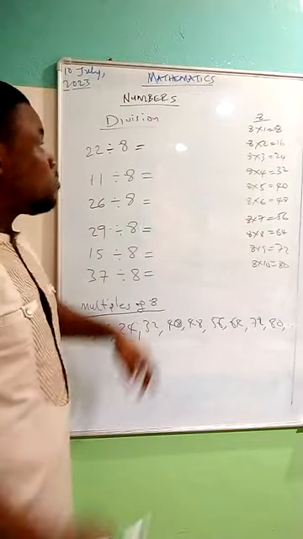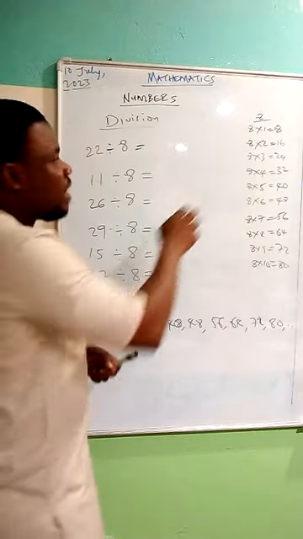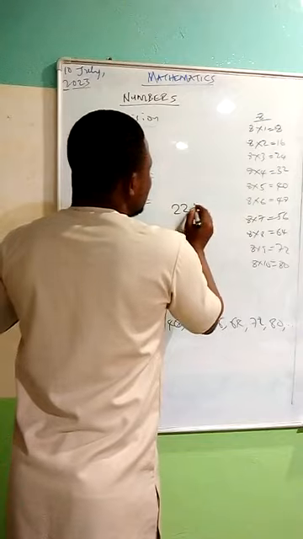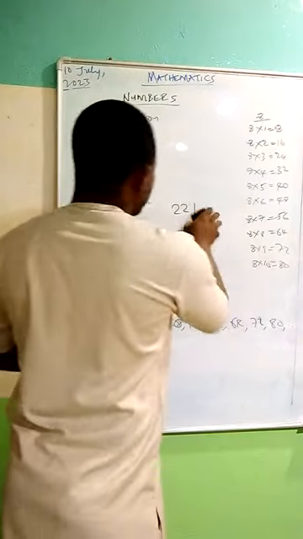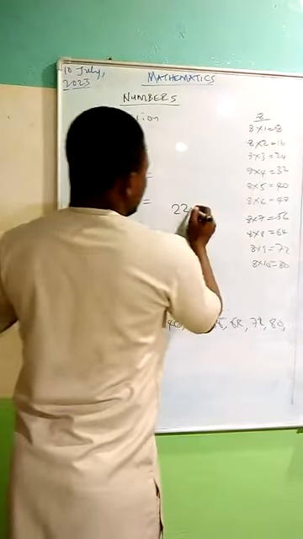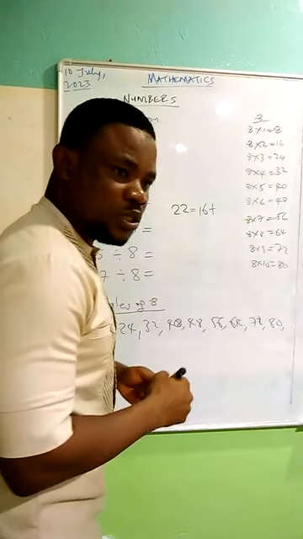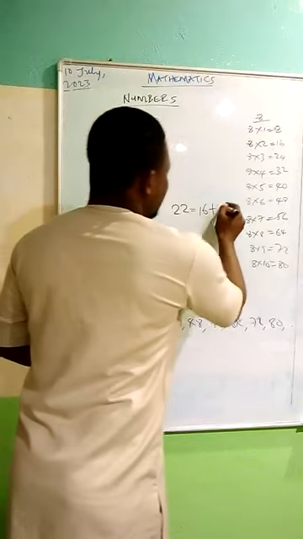22 is not a multiple of 8. But 22 comes after what? 16. After 16. Are you getting it? So I write 22. 22 to be equal to what? 22 is going to be equal to what? 16 plus what? What do I add to that to give me 22? 6. 6, thank you. Are you getting it?